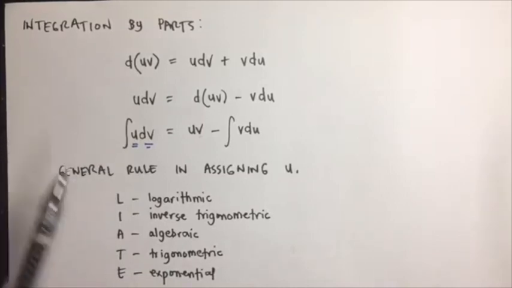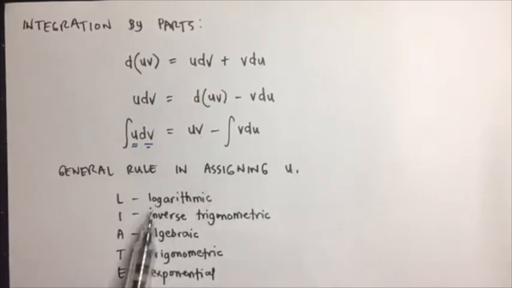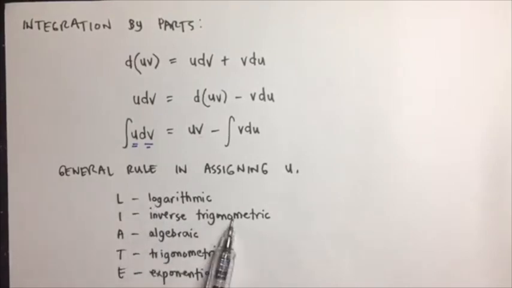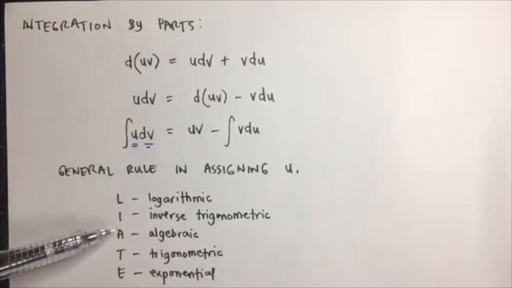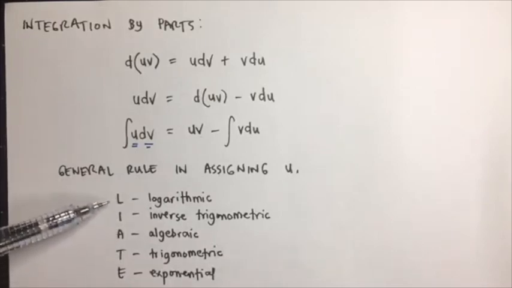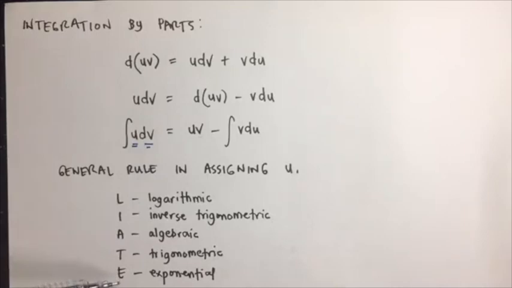Meaning in assigning u, we will prioritize the logarithmic over inverse trigonometric. The higher in the list, the higher the priority in assigning u. By the way, this is not the absolute rule but the general rule. Most of the time following this rule actually works.